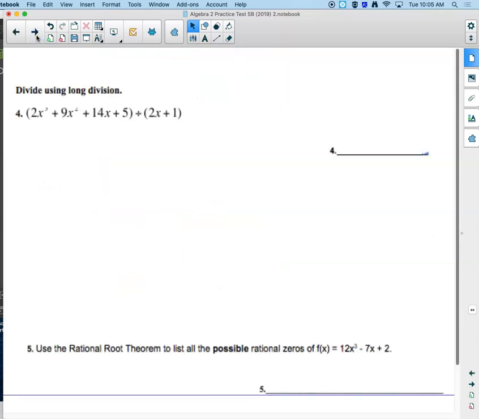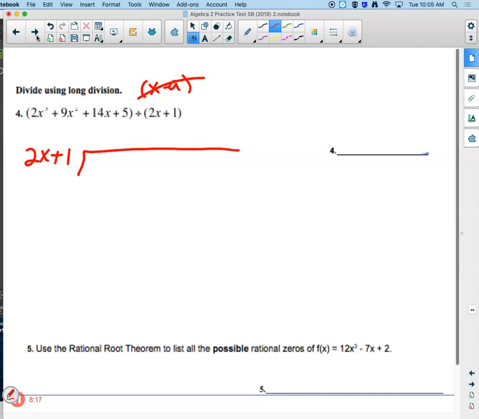Brings us to this one. And the directions say divide using long division because 2x plus 1 is definitely not x minus a. So we don't have a choice. We're going to have to do this one with long division. So we're going to take 2x plus 1 and divide that into 2x cubed plus 9x squared plus 14x plus 5. Just double checking that I wrote it down correctly. Got it.